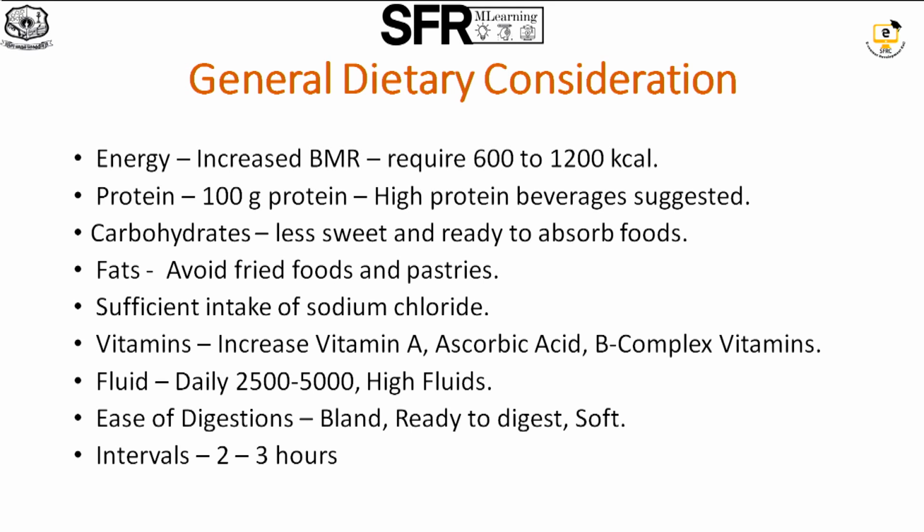So the next one is carbohydrate. Glycogen stores are replenished by a liberal intake of carbohydrates. Glucose, which is less sweet and readily absorbed into the bloodstream, is preferred. The next one is fat. The energy intake may be rapidly increased through the judicious use of fat, but fried and rich pastries may retard digestion unduly. The next one is minerals.